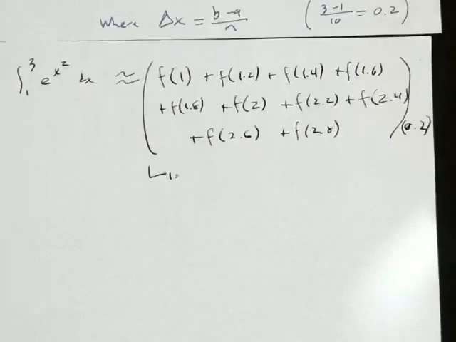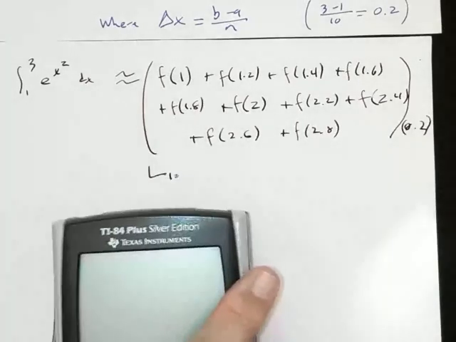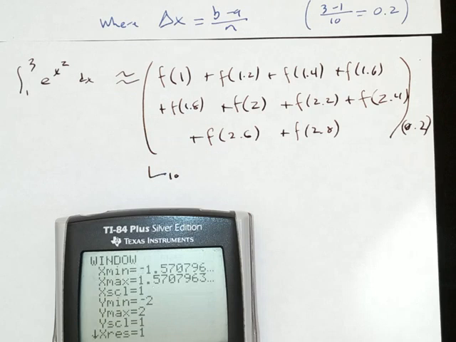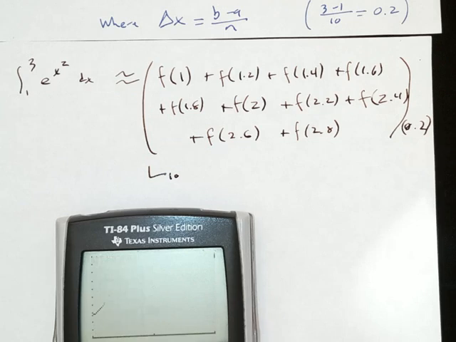And now I can actually do this sum on here. But in order to do the sum, I need the values for all of those. So I graph e to the x squared. I need to know what's going on between 1 and 3. This graph gets really big really quick. The y-axis here goes from 0 to 10, and we shot off the top really fast.